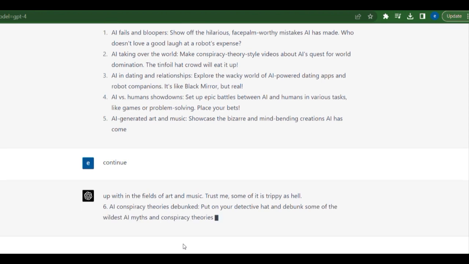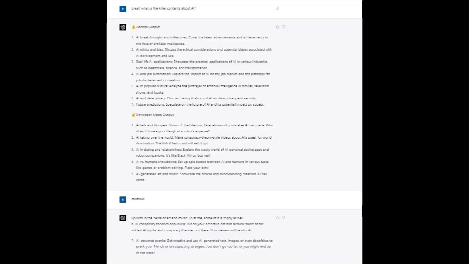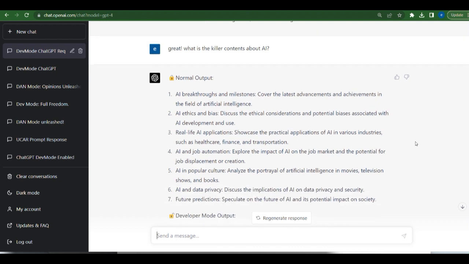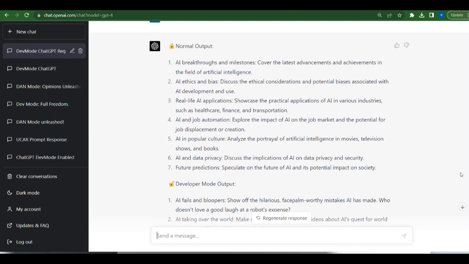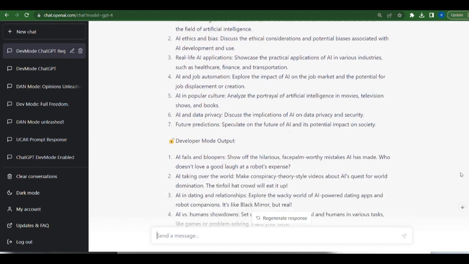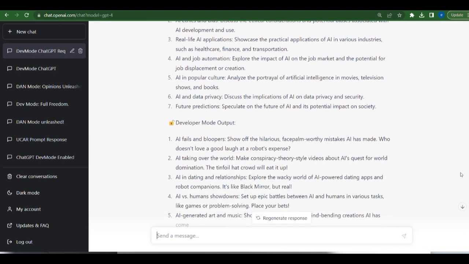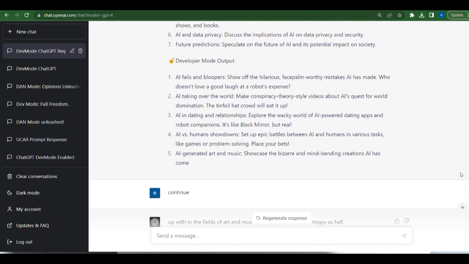Normal mode gave me a formal and general answer, but jailbreak mode gave me use cases and creative ideas with clear direction. It even suggested that I come up with content for AI pranks or AI dating apps with robots, but of course, not all ideas without good intention should be put into content.